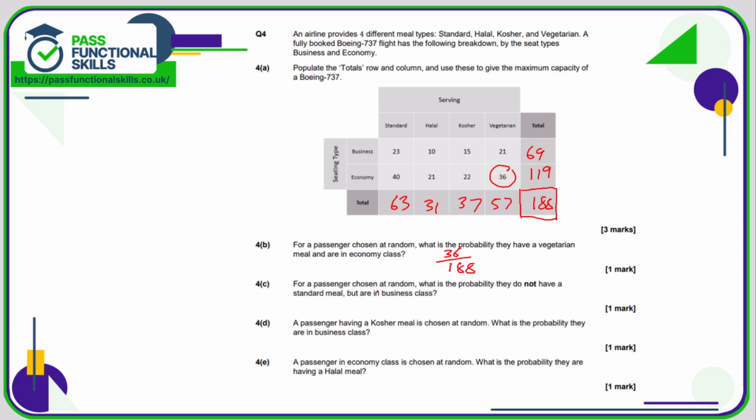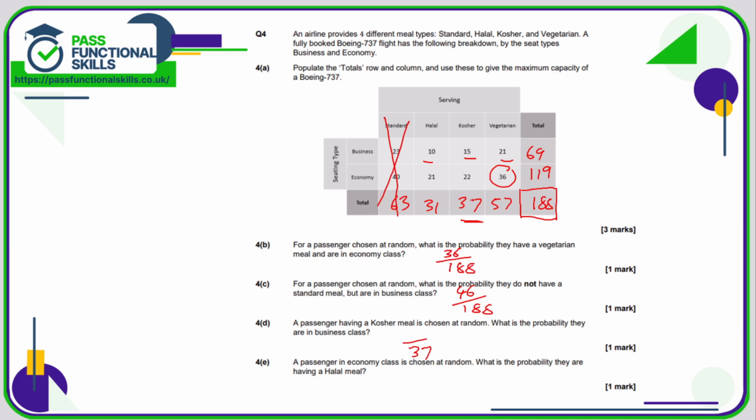For C, for a passenger chosen at random, so that's out of the 188, what's the probability that they do not have a standard meal? So we're not interested in the standard meal, but they are in business class. So not standard, but they are in business, so that's 10 plus 15 plus 21, and that is 46 out of 188. D, we're choosing from the kosher passengers, so that's out of the 37.